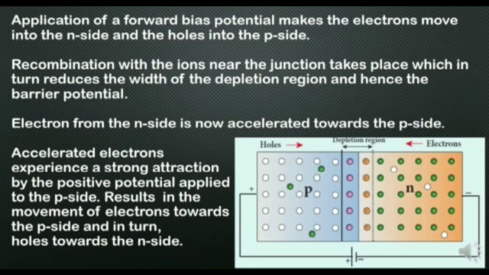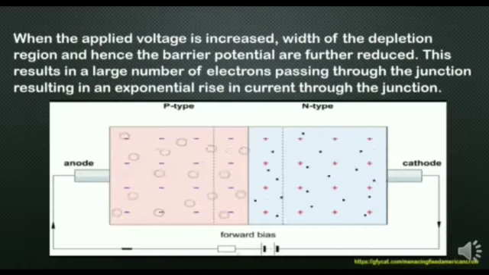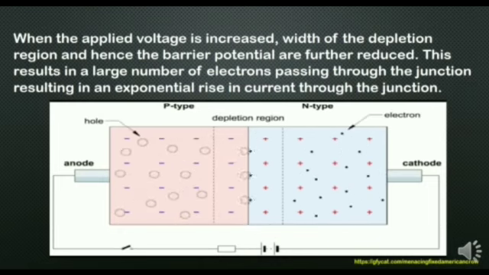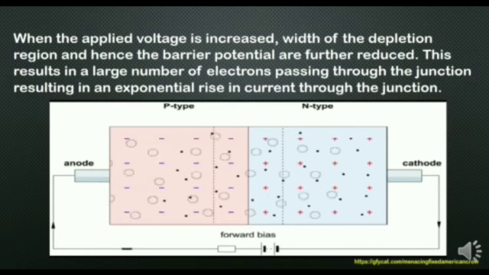Now, the electrons from the N side are accelerated towards the P side. The accelerated electrons experience a strong attraction by the positive potential applied to the P side, which results in the movement of the electrons towards the P side and in turn holes towards the N side. When the applied voltage is increased, the width of the depletion region and hence the barrier potential are further reduced. This results in a large number of electrons passing through the junction, resulting in an exponential rise in the current through the junction.